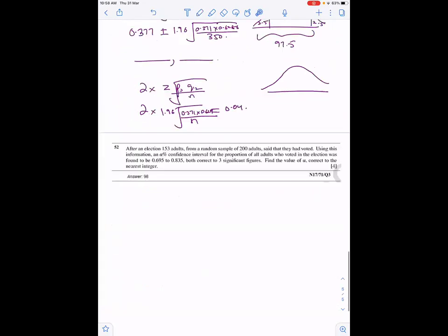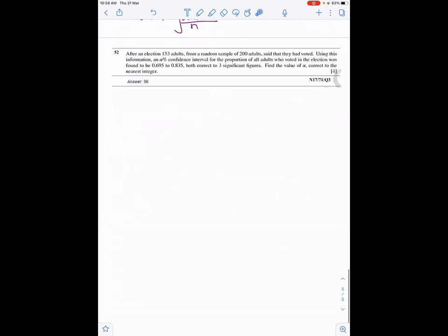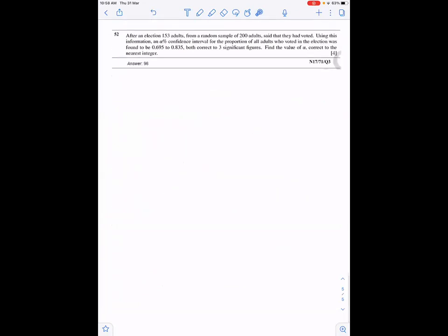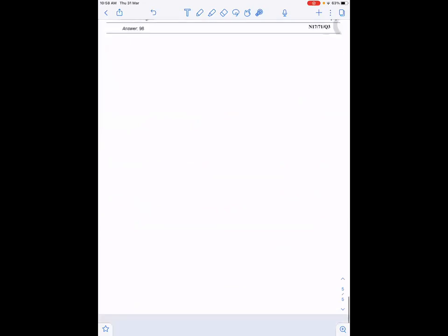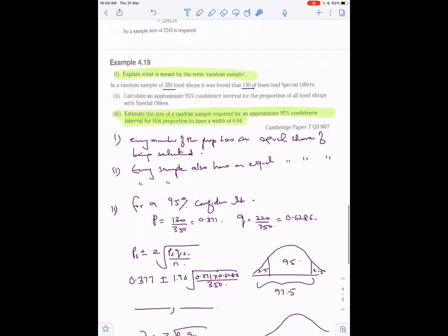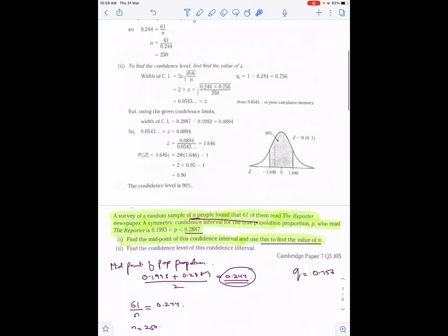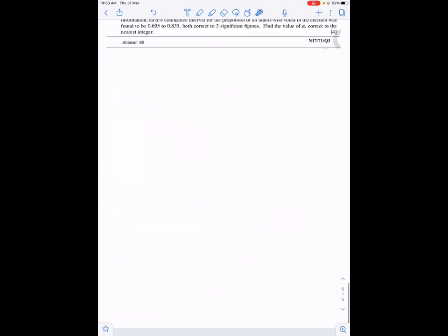Okay, so I'm doing question 52. This is a question which I have chosen from the recent past papers. This is a question from the 2017 November paper. Actually, before that, I had another question. I don't know where that is. Fine, let's do this one first.